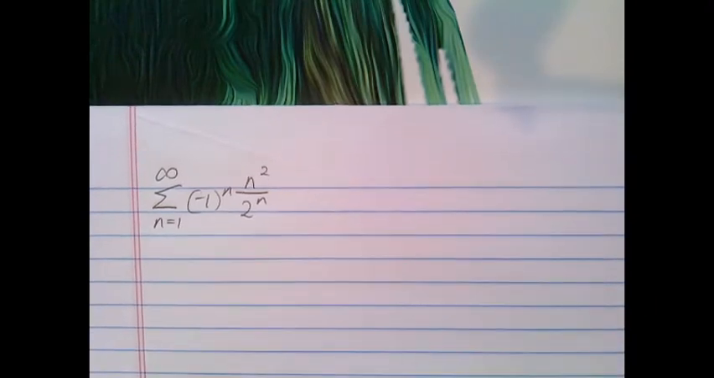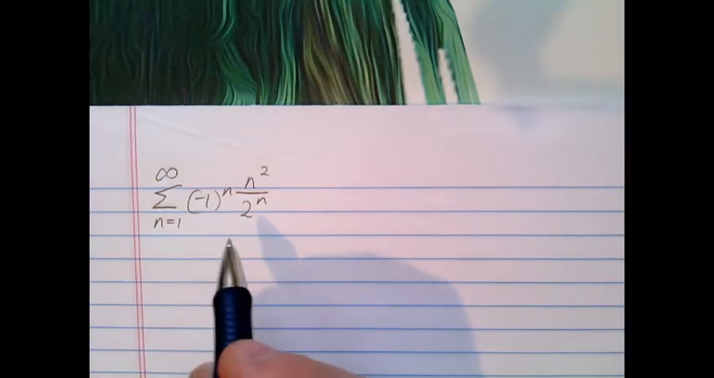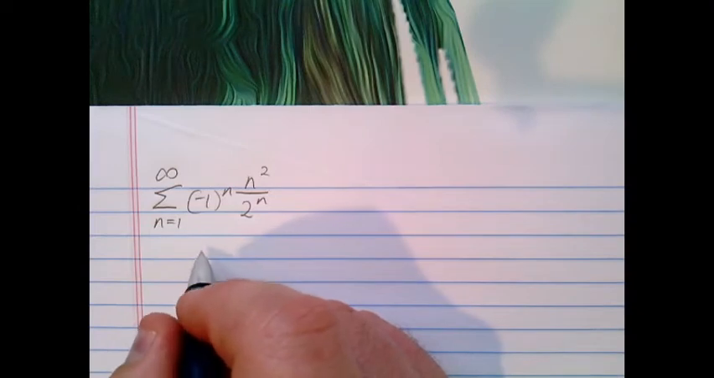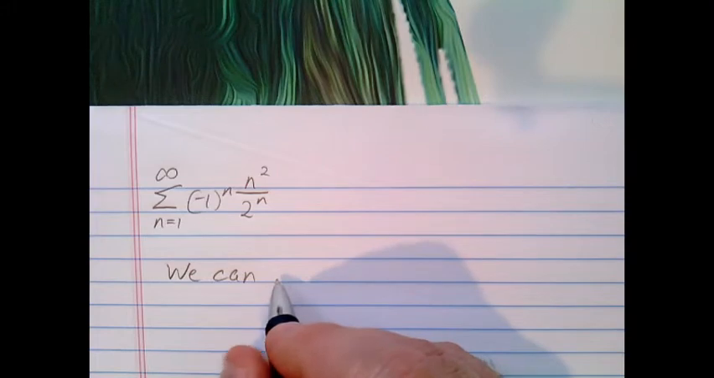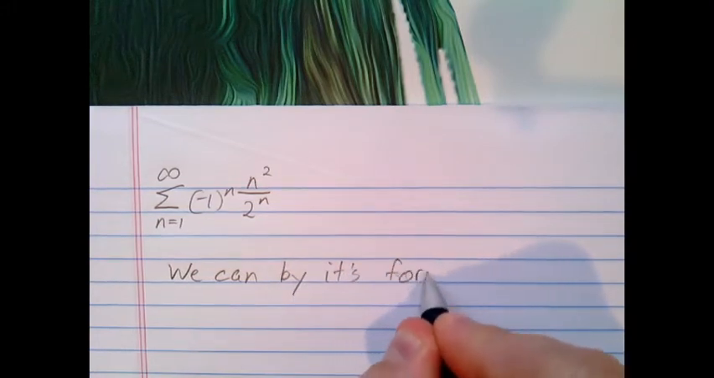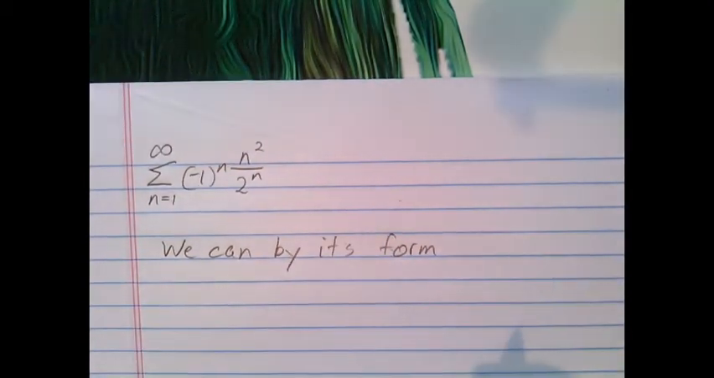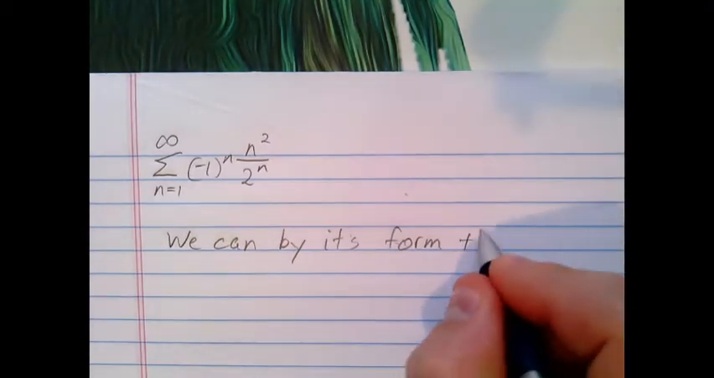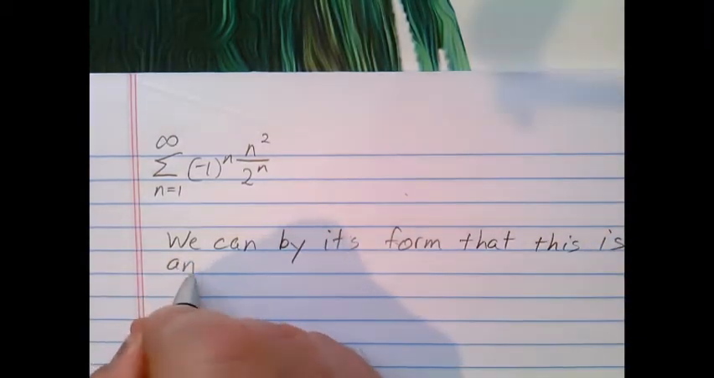Well, the alternating series test has 3 requirements. The first is that it's an alternating series. We can see that that's true by inspection, so we might just acknowledge that. We can see by its form that this is an alternating series.